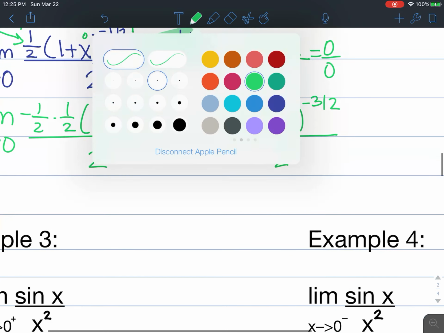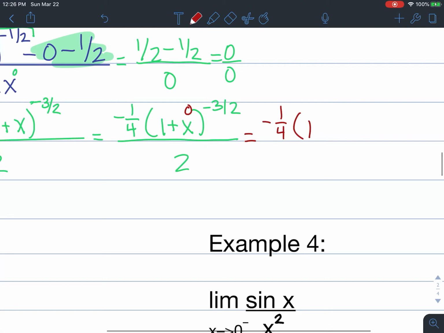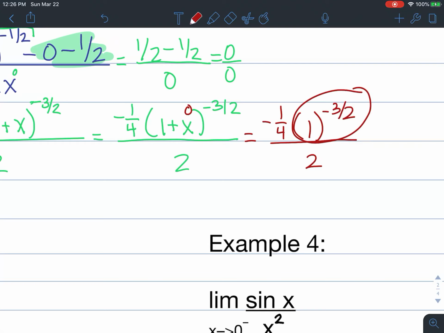And now we can substitute the 0 back in. So we can put the 0 here. And we're going to get negative 1/4 times 1 to the negative 3/2 over 2. This is 1, so times negative 1/4 and divided by 2 is negative 1/8.